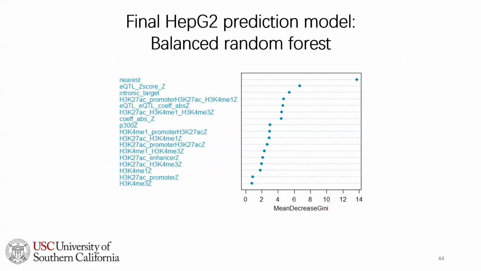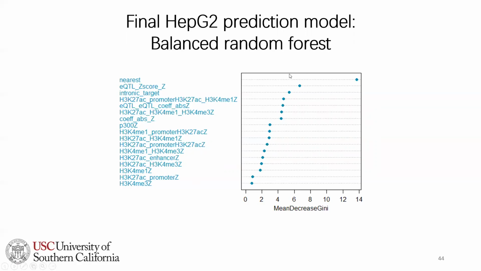And just to give some sort of visualization of the final HEPG2 prediction model, here is the feature list in terms of mean decrease in the Gini coefficient. And so the Gini coefficient is just a measure of variable importance. So you can see, for example, that the biggest mean decrease is the variable nearest.